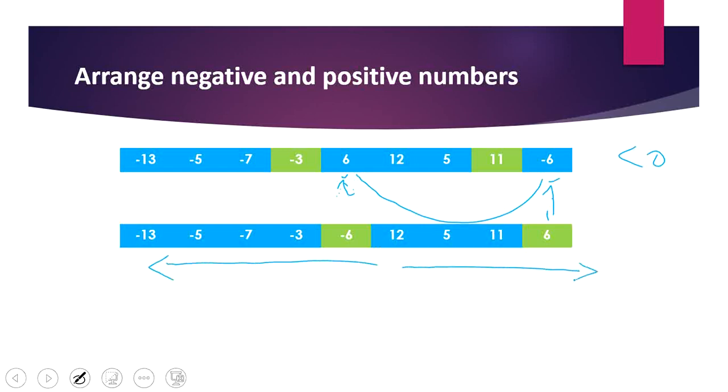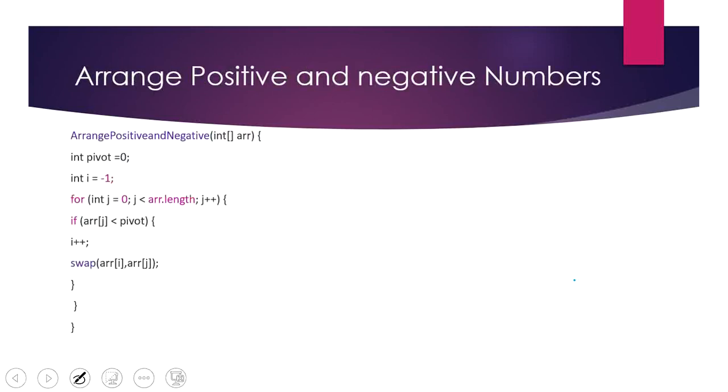It is again the same code we're going to use, but instead of setting the pivot equal to 1, we are setting the pivot equal to 0. Otherwise, the code is going to be the same, the logic is going to be the same. So yes, we now came across two easier problems.